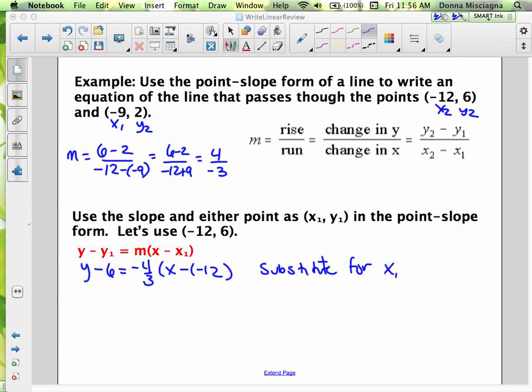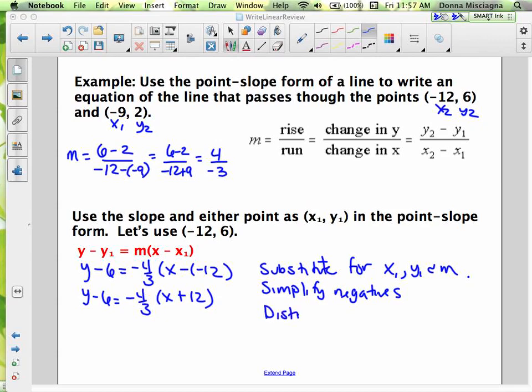For x1, y1, and m. All right, that's our first step. Now we want to simplify the negatives. So we have y minus 6 equals negative 4/3 x plus 12. And now we'll distribute. So we have y minus 6 equals negative 4/3 x.